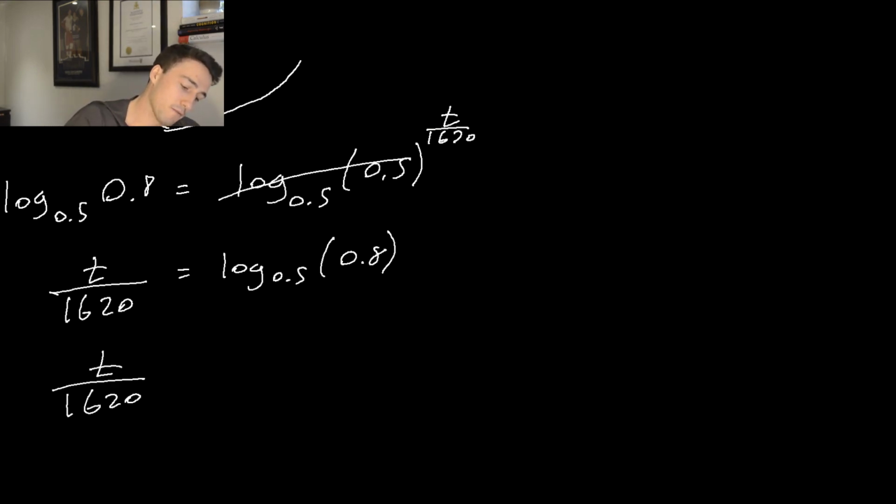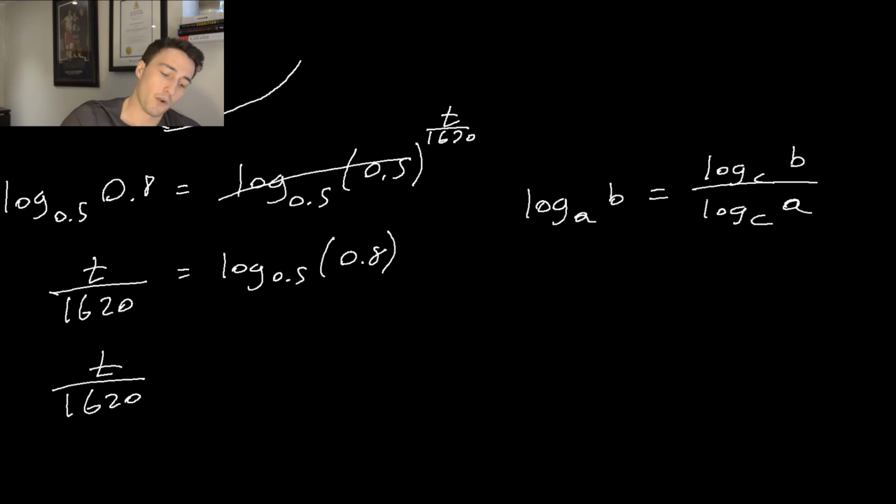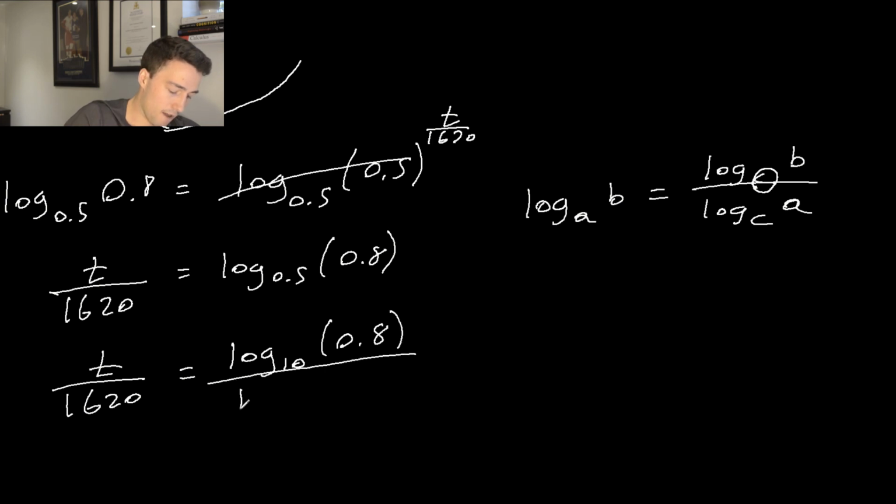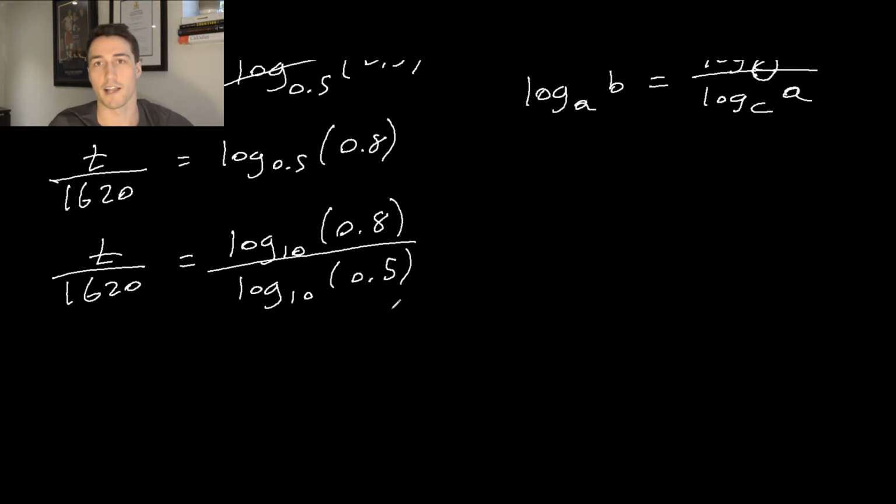So this is the change of base formula, and it states log of base a of b is equal to log of base c of b divided by log of base c of a. So here we can just change this to be a c value, and the c value is a base that we know how to calculate. So I'm going to change this part to be log of base 10 of 0.8 divided by log of base 10 of 0.5. That way we can now punch this into our calculator and evaluate it.